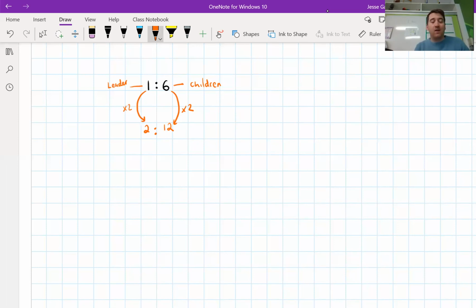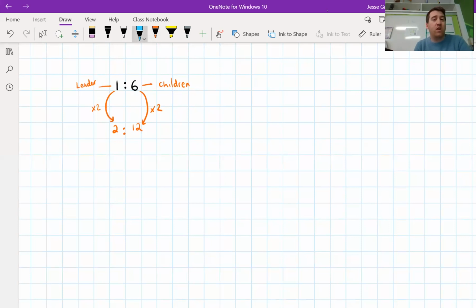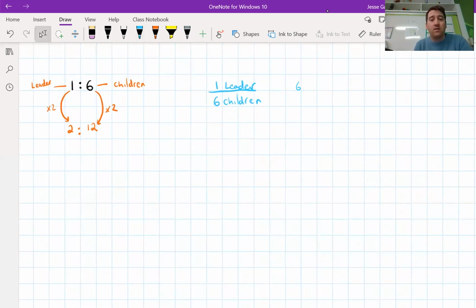Now that's quite easy there. I just want to show you how it links to something else that we've learned, where we did unit analysis. This is essentially the same thing as saying that for every 1 leader there should be 6 children. So a ratio is essentially a fraction. It's the same thing: 1 leader for 6 children, or 6 children per every 1 leader. So you see here the link between ratios and fractions. I just wanted to make that clear to you.